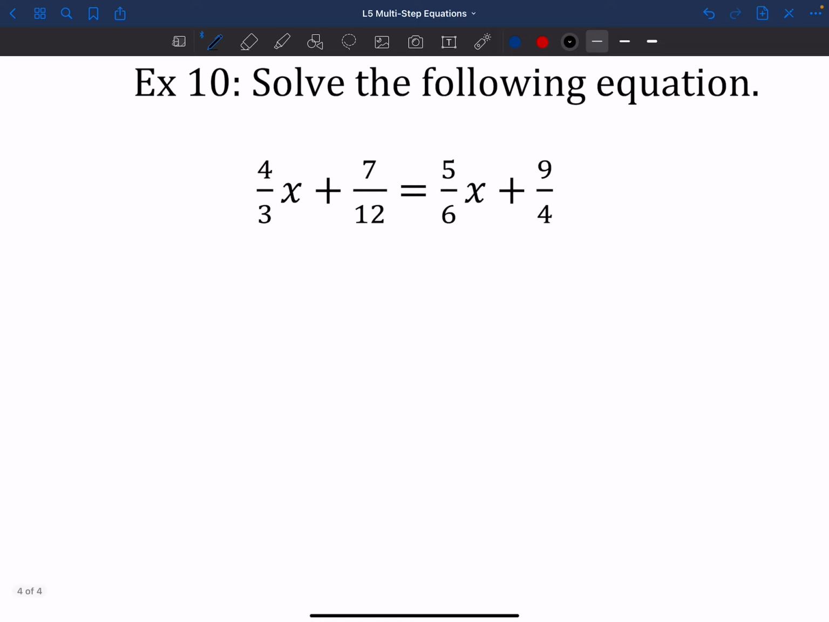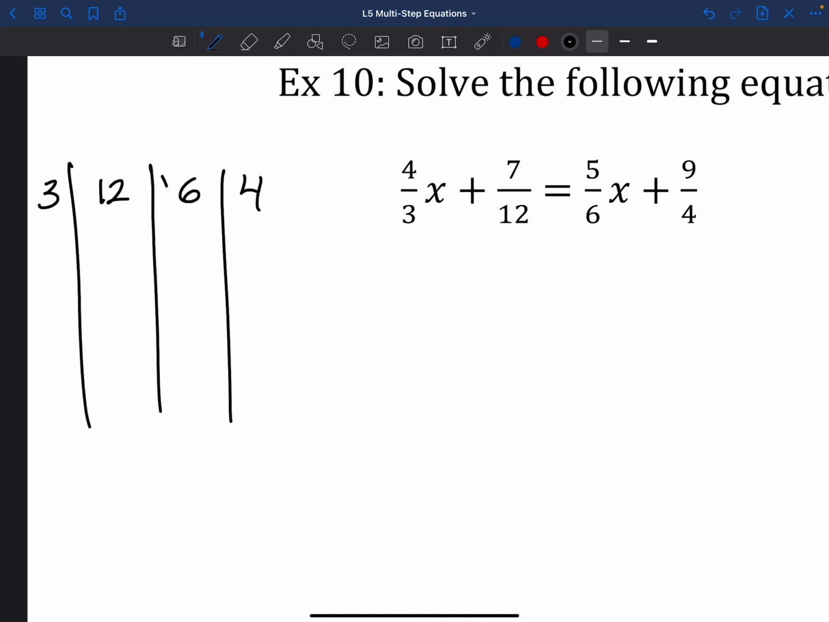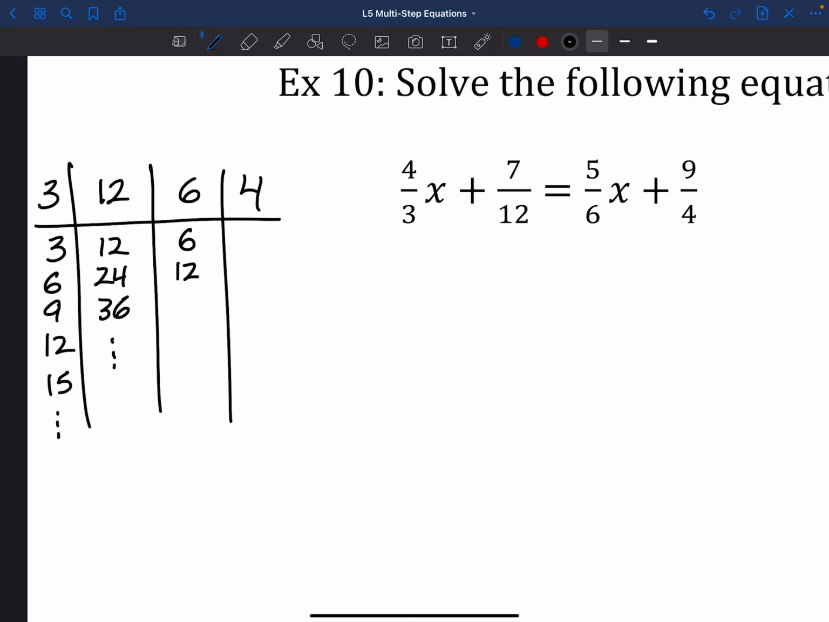This last one, oh man: 4/3 x, 7/12, 5/6 x, and 9/4. We have 4 different denominators here, right? So this is where the method that I like really comes in handy. We have a 3, a 12, a 6, and a 4. If I make myself a little table with all of these: 3, 6, 9, 12, 15, and so on. 12, 24, 36, and those numbers are already big, so we can stop there. 6, 12, 18, and so on. 4, 8, 12, 16, 20.